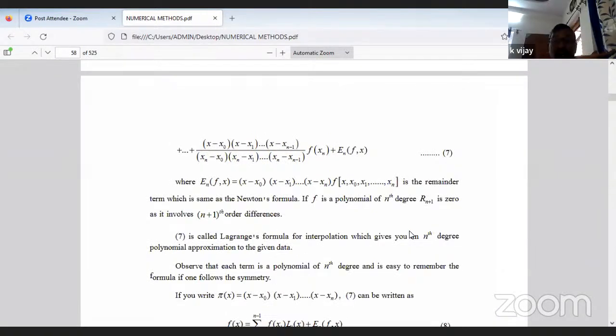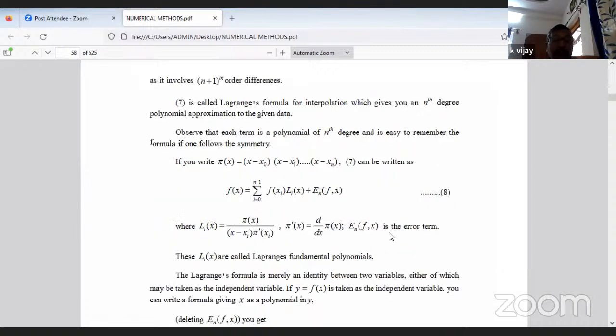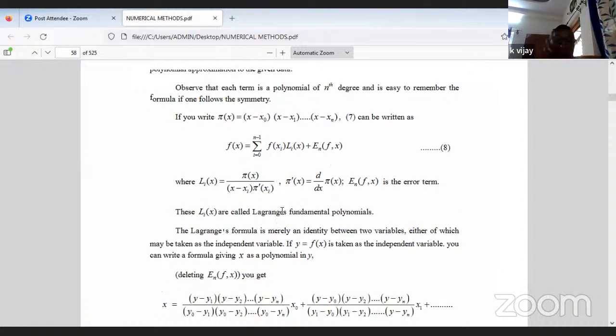Lagrange's interpolation formula gives the nth degree polynomial for the given data, and each term is easy to remember. The formula follows symmetry. If you write phi of x is equal to x minus x0, x minus x1, and so on, x minus xn, then summation of f of xi, li of x, gives en f of x. Those are the conditions we are writing here, li x, phi of x, xi.